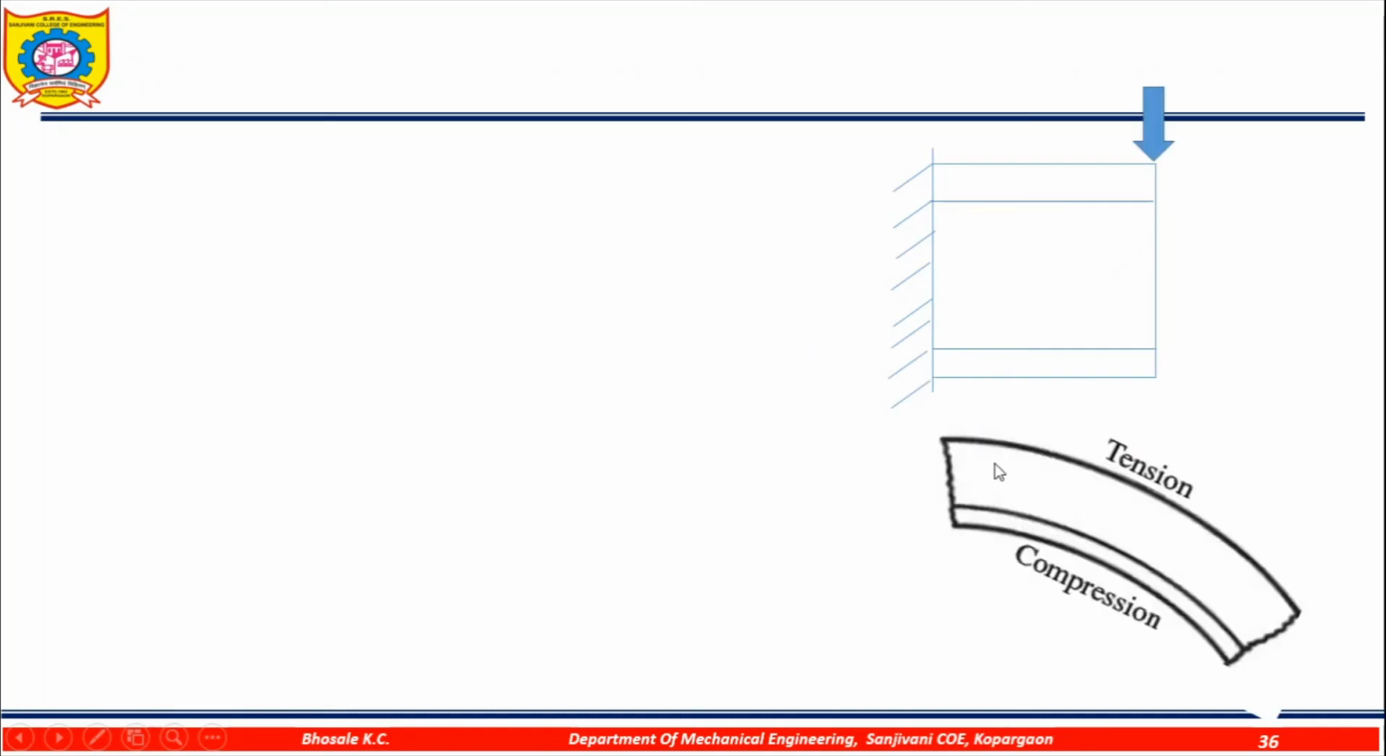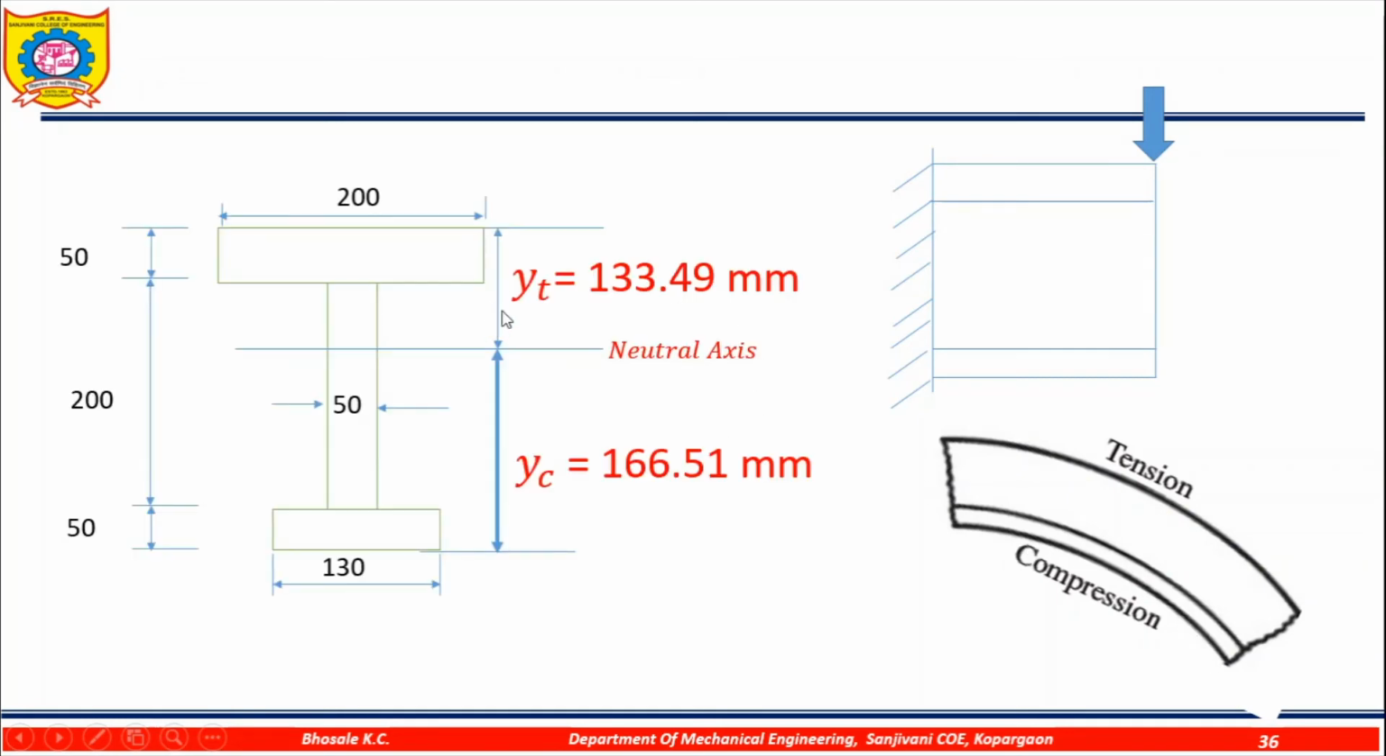This is a cantilever beam and we apply the load at the free end. So we are getting tension on the top layer and compression at the bottom. Tensile bending stress will be observed on the top layer, and compressive bending stress will be observed on the bottom layer. So this is the section.